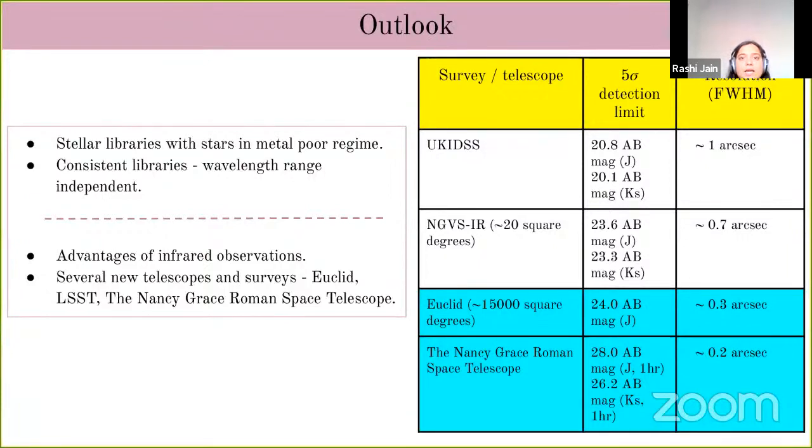That includes Euclid, which is going to cover around 15,000 square degrees. It won't be very deep, but it will cover a very broad sky. And Roman Space Telescope, which will have amazing resolution, and it will be very deep. But it has pointed observation, so we'll still have more fields to look at. And with JWST, we also expect to see protoclusters forming. So the future of extragalactic globular clusters looks really exciting.